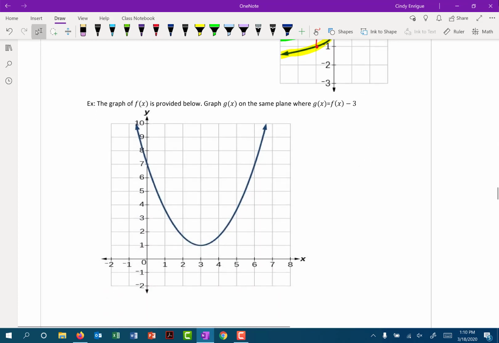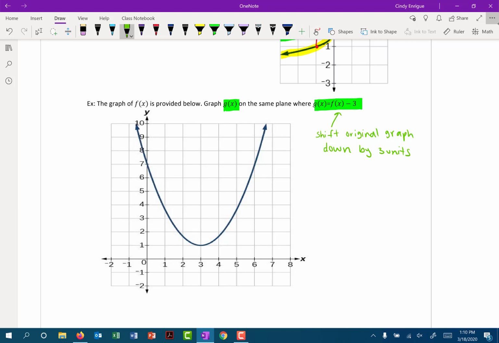So let's put this into play. So we have the graph of f of x, it's provided below, and we want to make sure that we graph our new function. So our new function is going to be called g of x. And g of x is the same as f of x, except it's going to be shifted down 3 units. So shift the original graph down by 3 units. So that is what it's saying here.